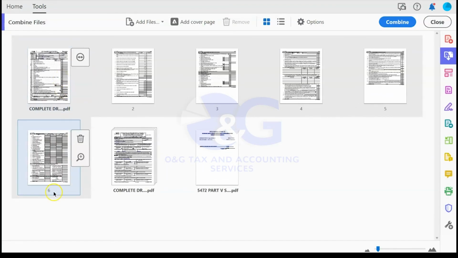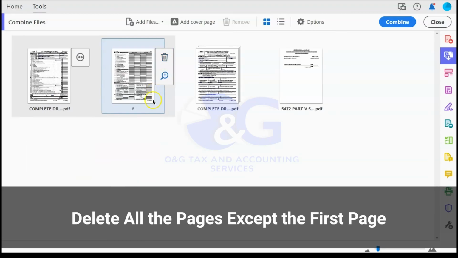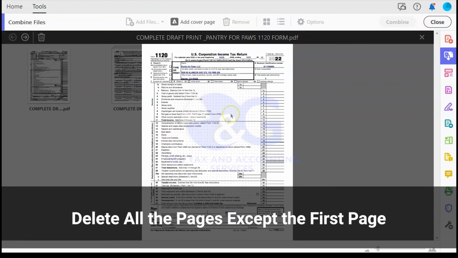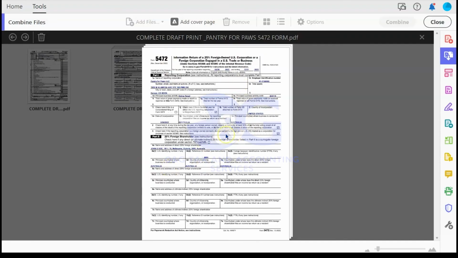Form 1120 has 6 pages. We don't need all the 6 pages. So we're going to delete the rest of the pages. And then we have only 1 page. This is the first page. Per the IRS instructions, we only need the first page. But you cannot file a 5472 as a standalone document.